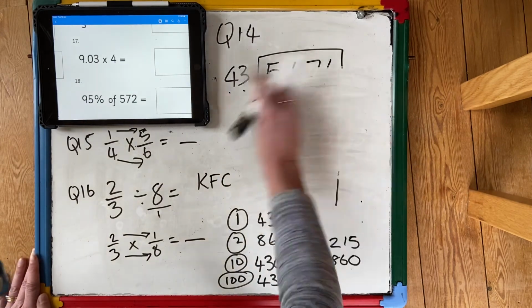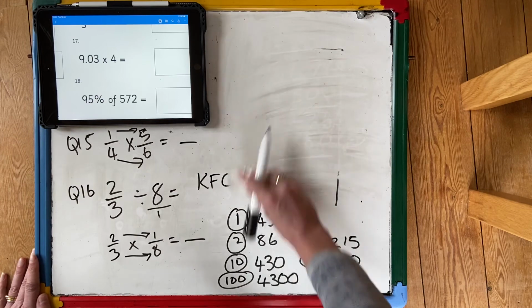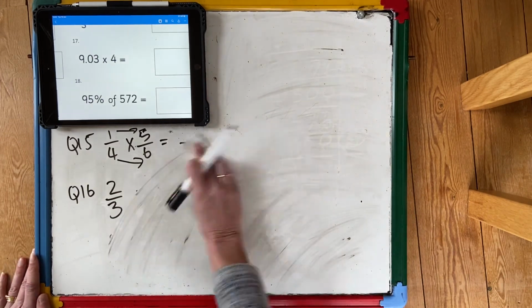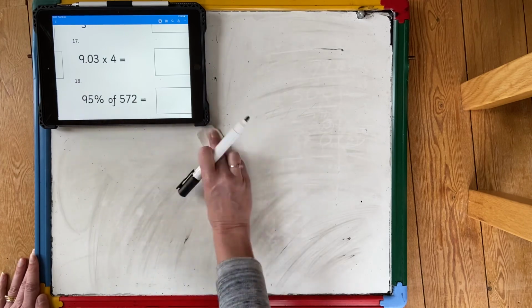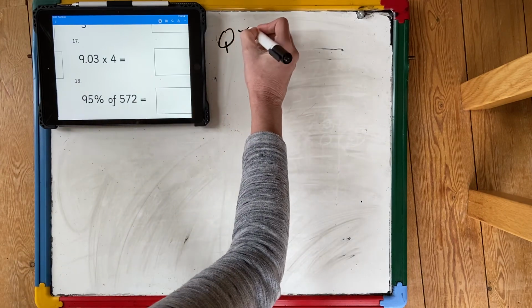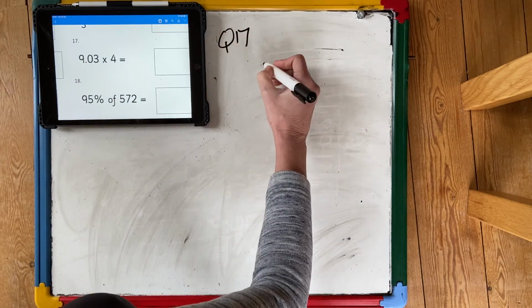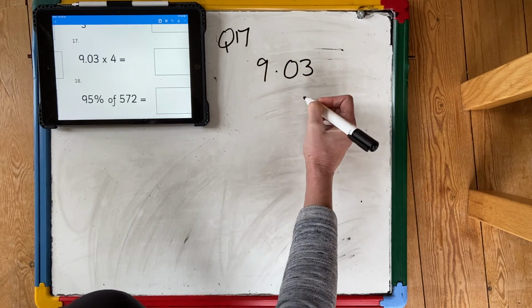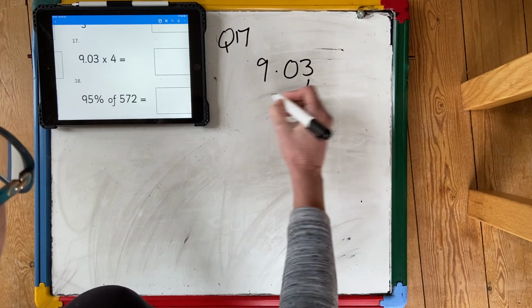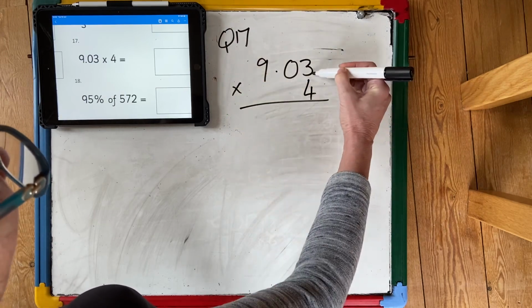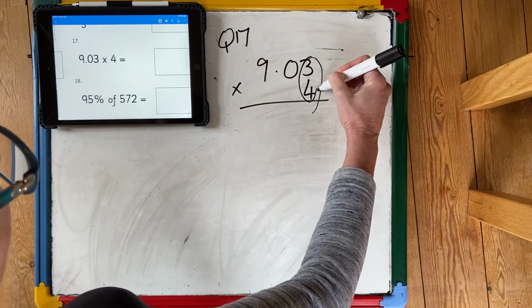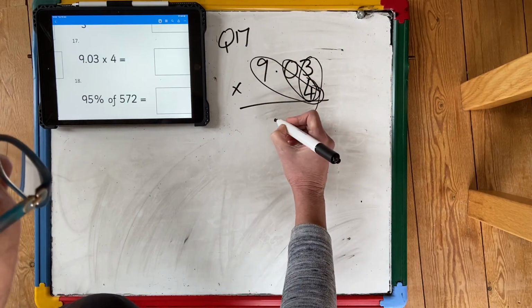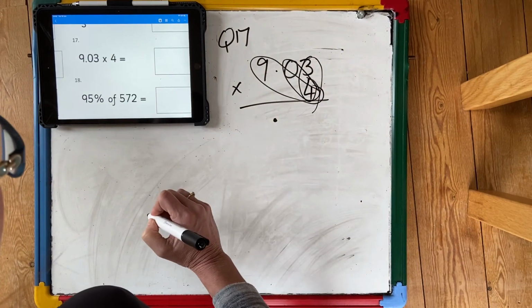Right, nearly there. So, question 17. 9.03 times 4. So I could just put my times 4 there and do my 3 times 4, my 0 times 4, my 9 times 4, making sure that my decimal point is there.